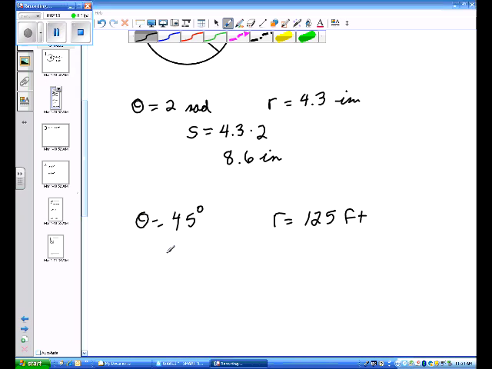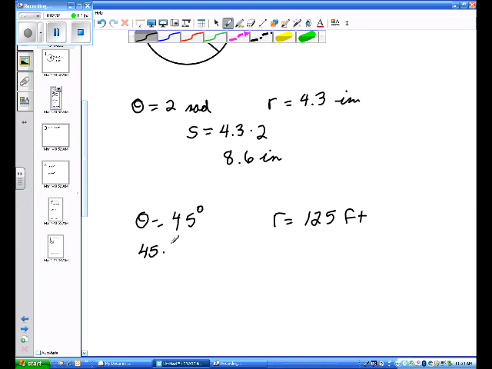Okay, let's look at this problem. The difference in this problem and the one that we just did is that our central angle is given in degrees. So what we're going to have to do is change these to radians. Now, 45 degrees is one you're supposed to have memorized in radians. But if you've forgotten that, then remember we multiply this by pi over 180. To change degrees to radians, we want to get rid of the degrees. And so 45 goes into 180 4 times. So 45 degrees is pi over 4 radians. So we can find our arc length is equal to r, which is 125 feet, times pi over 4 radians, which gives us 125 pi over 4 feet.